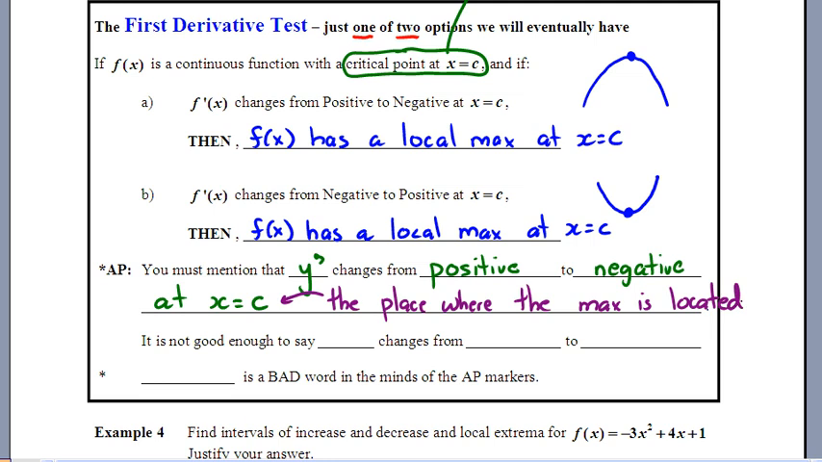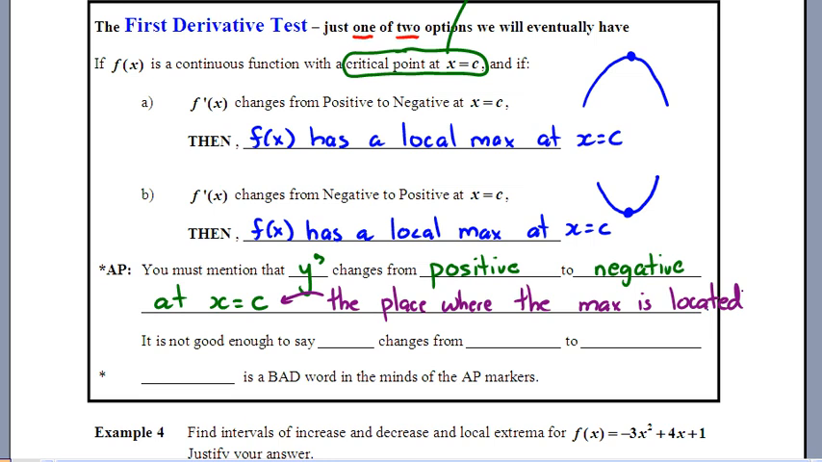Here's what I mean by that. It's not good enough on an AP exam if they say, can you justify that you've got a local maximum? You can't just say, well, yeah, the derivative changed from positive to negative. You have to say, well, the derivative changed from positive to negative at x is equal to 11, and you have to mention that it's happening at this one point you're trying to talk about. You can't just kind of parrot back the phrase, oh yeah, derivative changed from positive to negative.